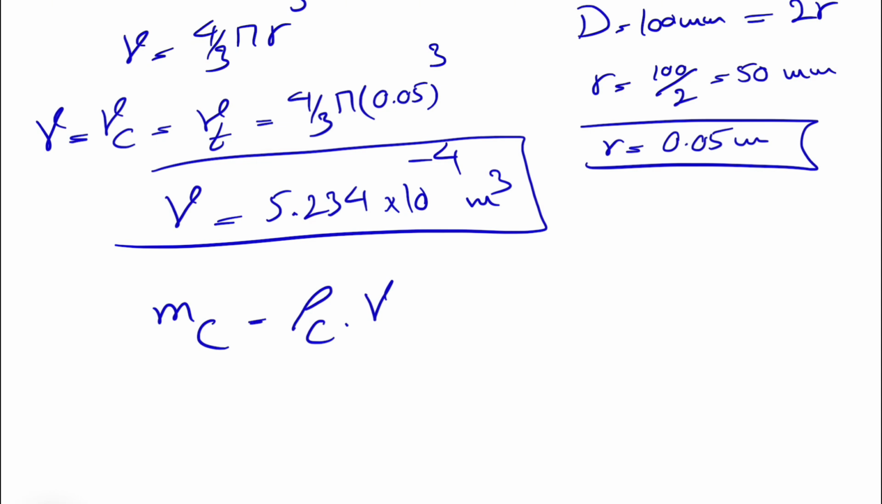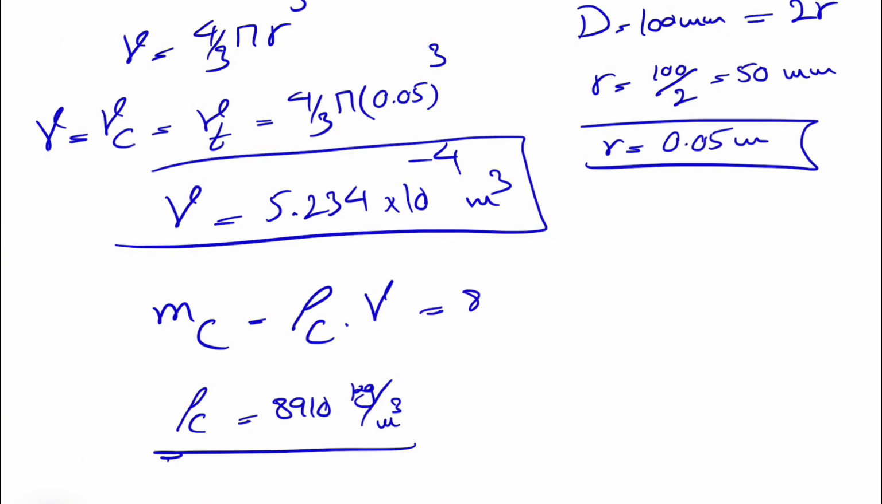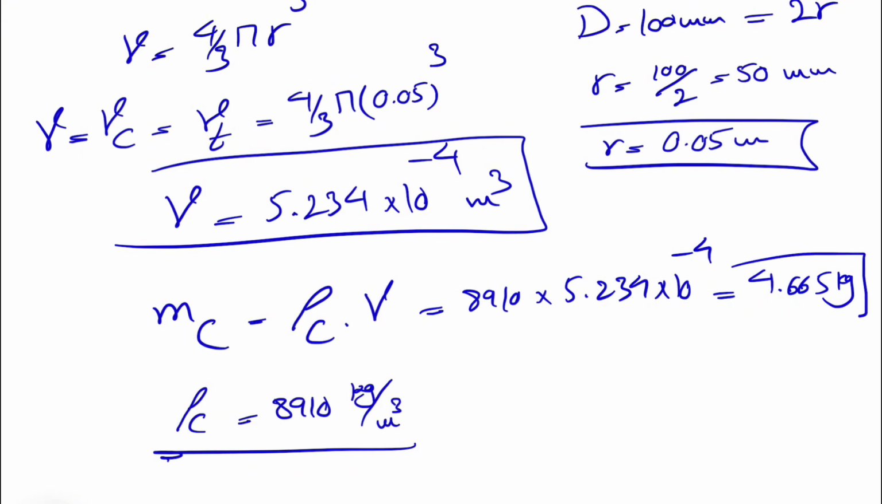If we want to go with the copper first, we know the density of copper is equal to 8910 kilogram per meter cube. You guys don't need to memorize these densities. It will be given in the exam. Usually you'll be provided with a table that has these densities. So basically we have 8910 times the volume, which was 5.234 times 10 to the minus 4. If we calculate this, we're going to get the mass of copper, which will be 4.665 kilogram.